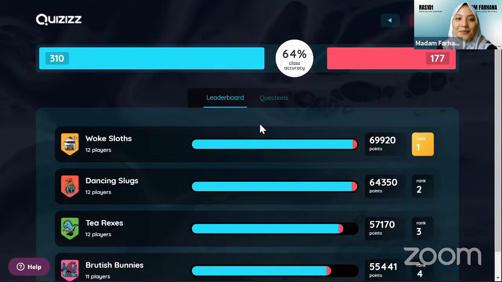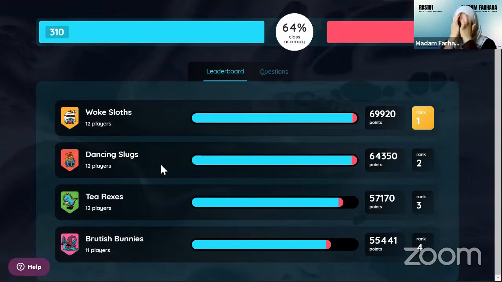Just now the dancing slugs already got first place, but now you are at second place. Our first place is work slow. Congratulations, you guys. Where's the clap? If you guys find the clap, you can click the clap. For British bunnies, don't worry, you can try again next quiz, the proper one with marks. Now let's look at the questions.